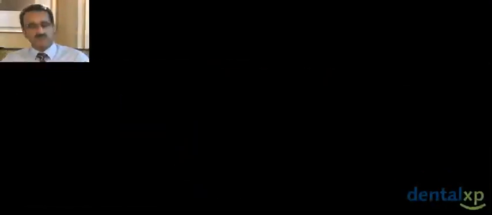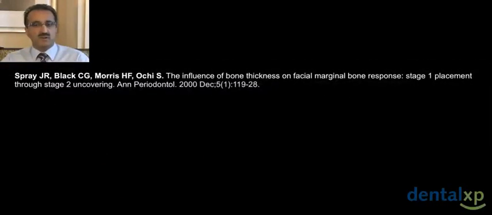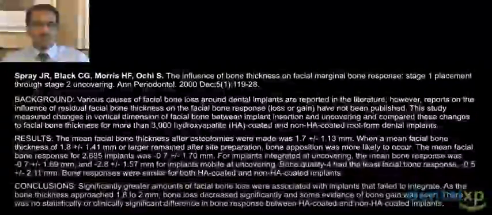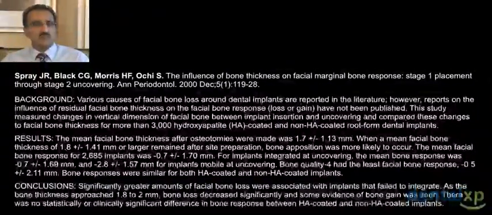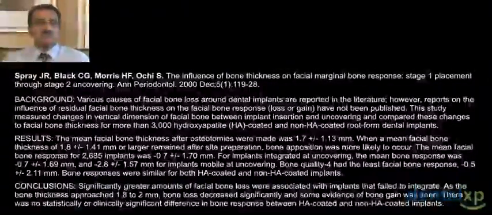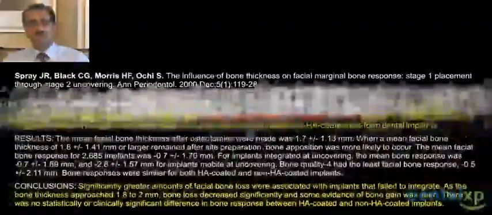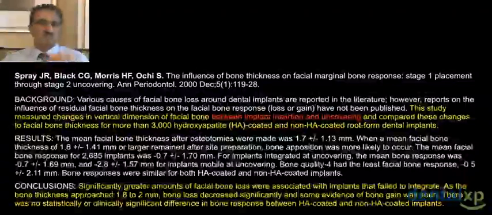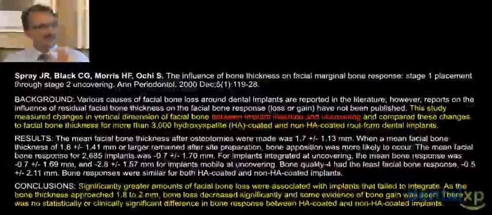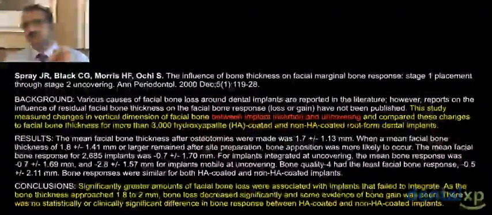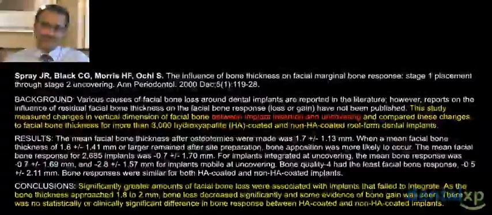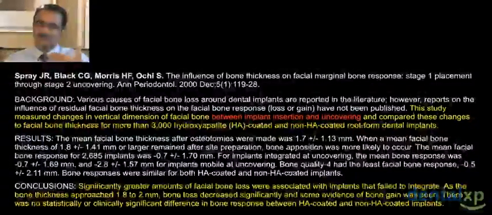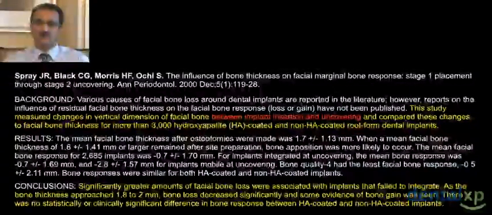And much of this data has been based on the study by Spray, which is often quoted in papers, even the previous paper that I showed you. They claimed that we need 2 millimeters of bone. But if you read the study carefully, you'll see that the study was actually looking at the bone or volume changes between placement and uncovering. And that's not really what we're looking at. We need to know the difference between uncovering and function later on. In other words, what happens after the placement of our final restoration.